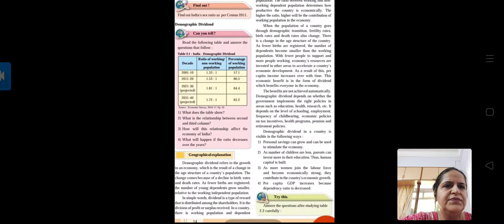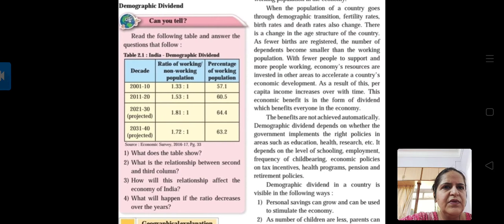Moving further, now look at this table very carefully. This table has been divided into three sections. Decade is 1 to 10, 2001, every 10 years. How is the growth happening? Ratio of working and non-working population, percentage of working population.